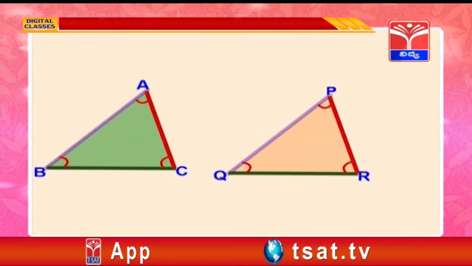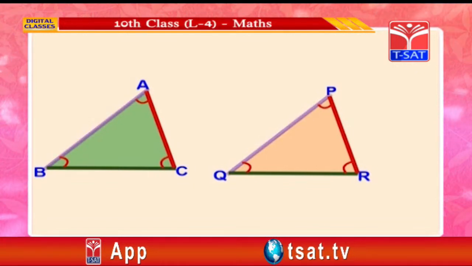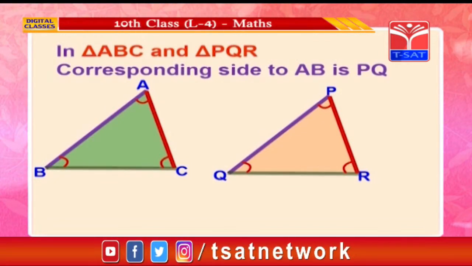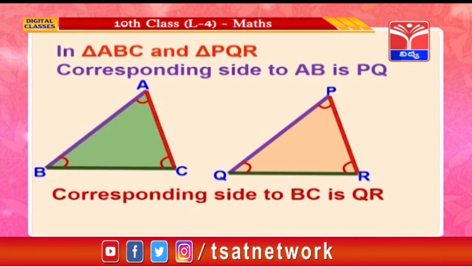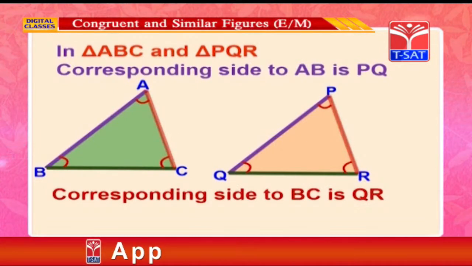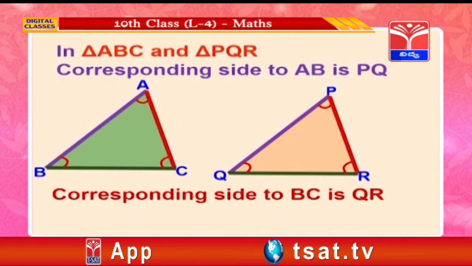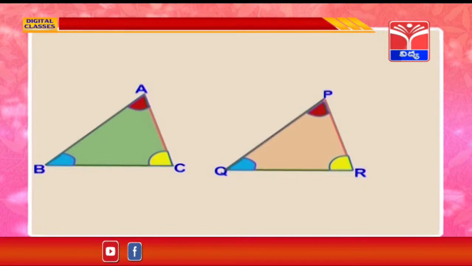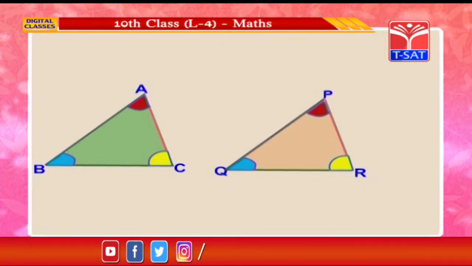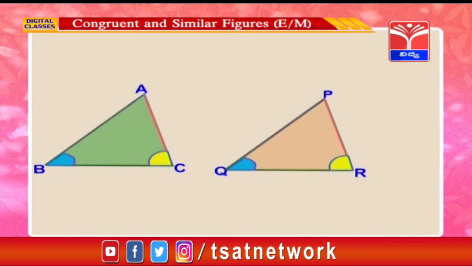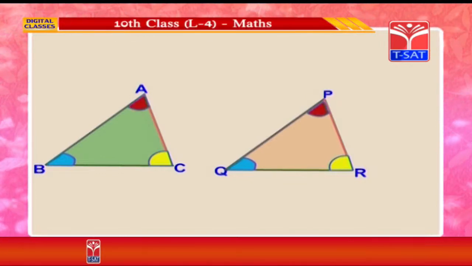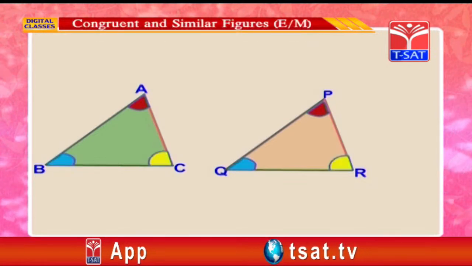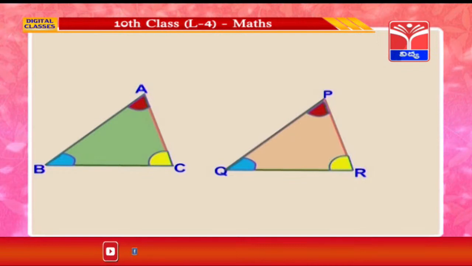As it is mentioned that triangle ABC is congruent to triangle PQR, the order of the vertices is important when we compare the triangles. Now, observe these two triangles again. In these two triangles, the corresponding side to AB is PQ and the corresponding side to BC is QR, and the corresponding side of the third side of triangle ABC, that is AC, is PR. Let us compare the angles of these two triangles. The corresponding angle of angle A is angle P. Then the corresponding angle of B is angle Q in triangle PQR. The corresponding angle of C is angle R.